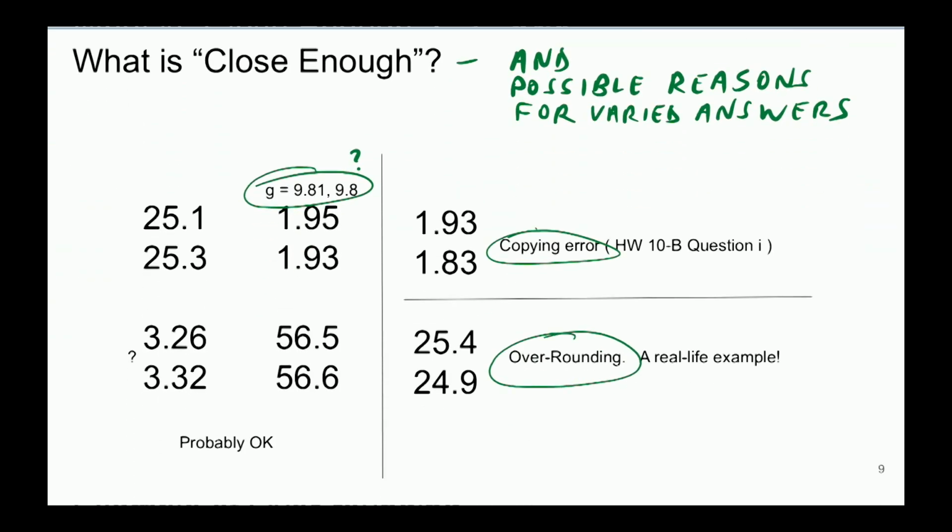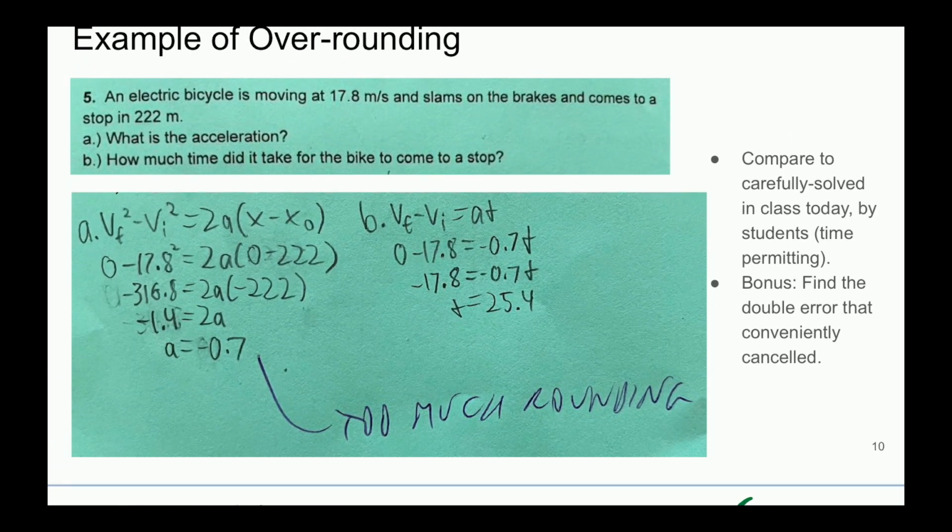A common mistake we have seen in the class is maybe too much rounding. Here's a student who solved this problem with too much rounding. This student got up to this point in problem solving and then is working towards solving for A, divided 316.8 by 222, and came up with, just 2 significant figures, minus 1.4. That's too much rounding. If you do that much rounding, you're going to lose information and you are at risk of getting the wrong answer.